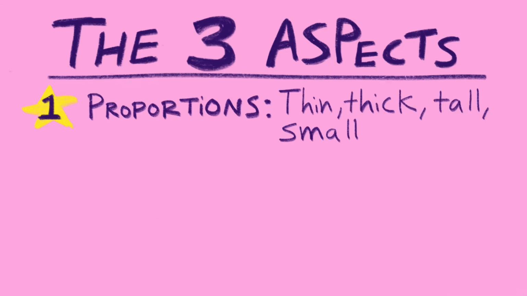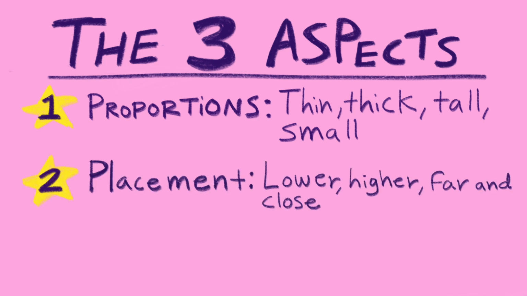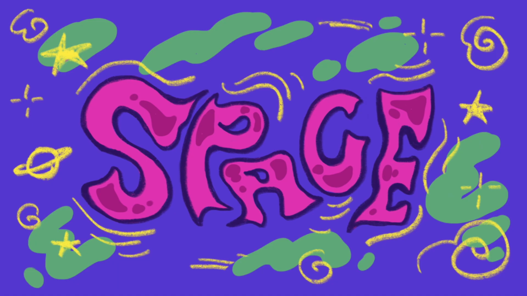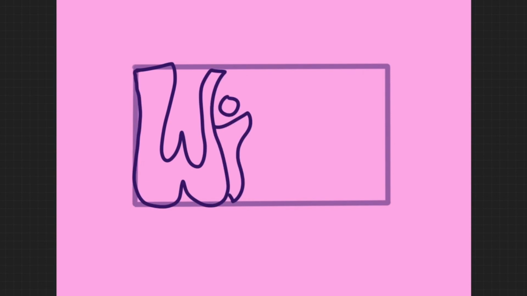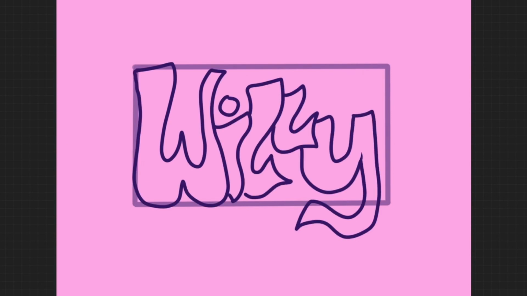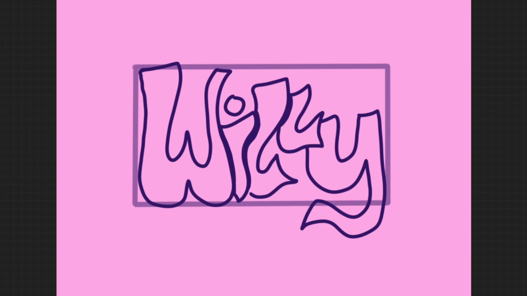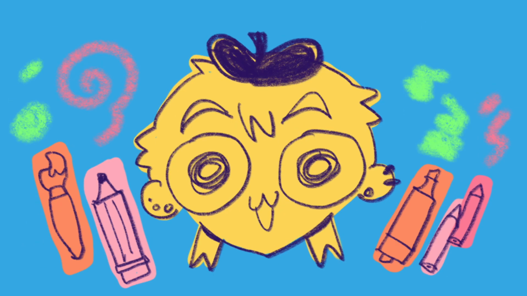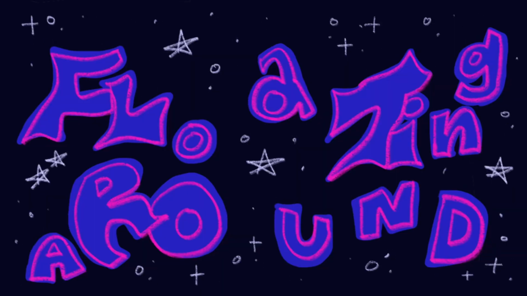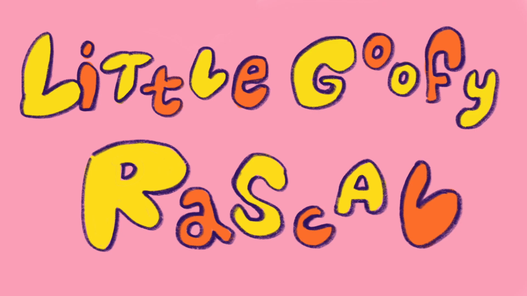It really all comes down to manipulating these three aspects. The proportions of your letters, so thin, thick, tall, and small. The placement of your letters, so lower, higher, far, and close. And the space of your box. If you're a big fan of having your letters close together, like I am, then try to manipulate the three aspects to fill space. If you're a fan of having your letters far apart, manipulate the three, but leave space. You can also do both, cause why not? You can totally have your letters floating around. They're little goofy rascals, remember?